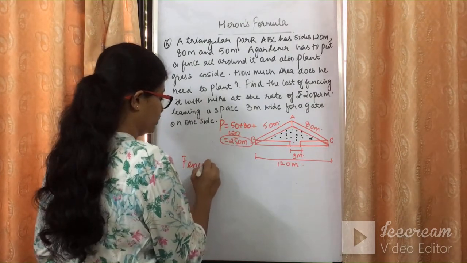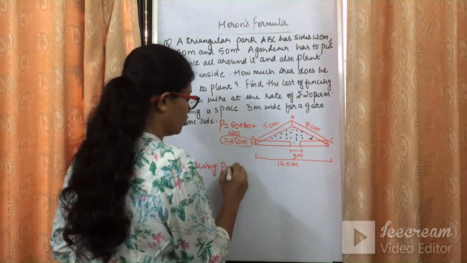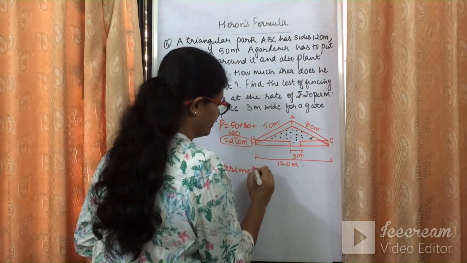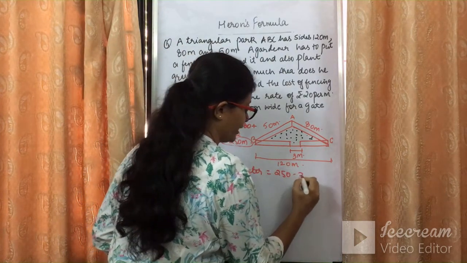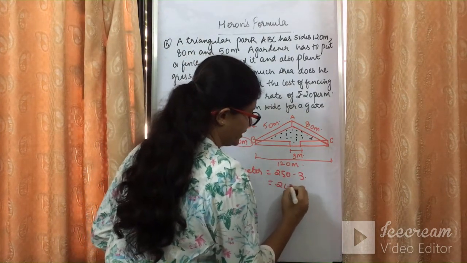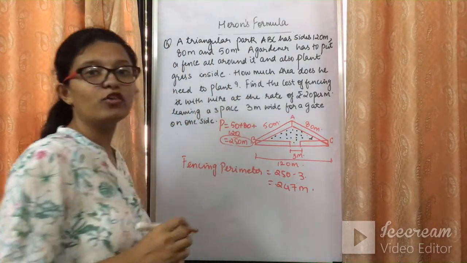Fencing perimeter लिख देती हूँ इधर. Fencing perimeter कौन सा perimeter होगा? That will be 250 minus 3. So it comes out to be 247 meter. 247 meter में मेरे को fencing करनी है.